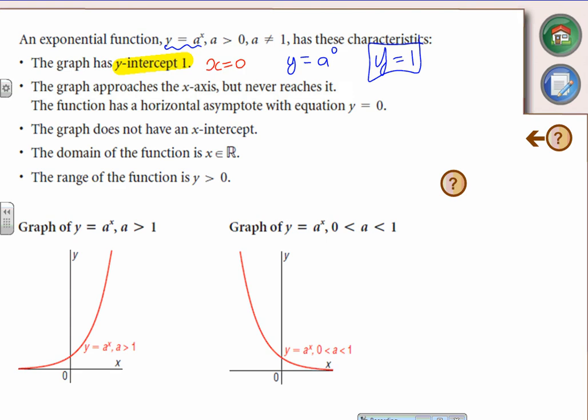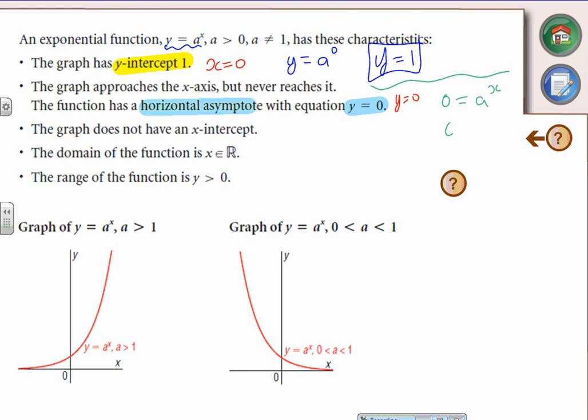Now the graph approaches the x-axis but never touches it. That's a horizontal asymptote with the equation y equals 0. Okay, well, let's go through those same motions there. Really what we're doing is we're saying, where's the x-intercept? You find the x-intercept when y equals 0. So let's plug that into the equation. So we've got 0 equals a to the x. And now we're saying to ourselves, what value of x will make this 0?